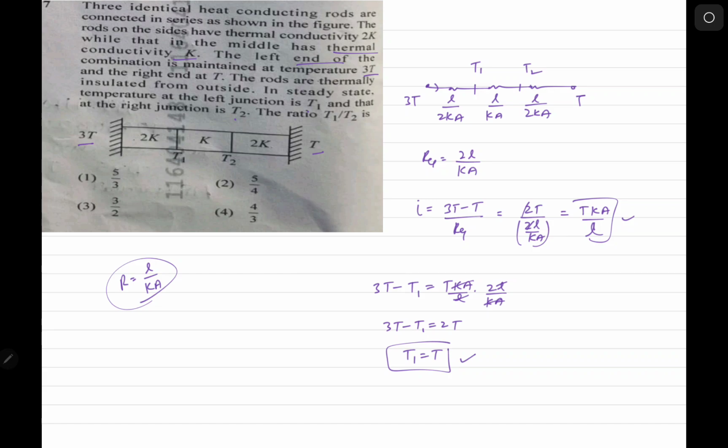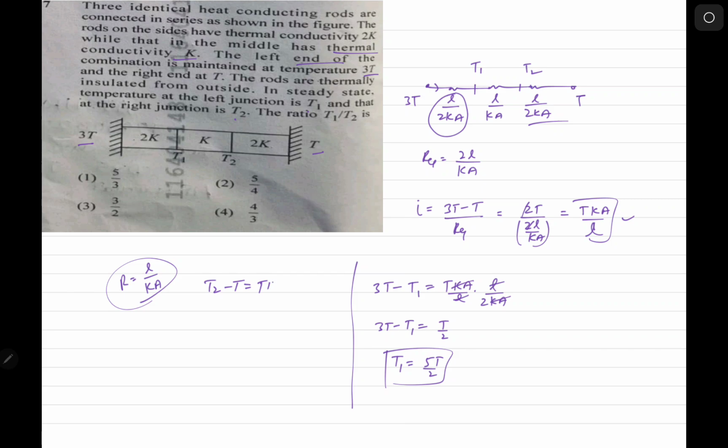Okay, just one second, there's a mistake I guess. Here I put R equivalent, sorry, my mistake, we are taking the temperature difference across this one, right? So 3T minus T1 equals I into R1. So 3T minus T1 equals T by 2, so T1 will come as 5T by 2. That is T1.